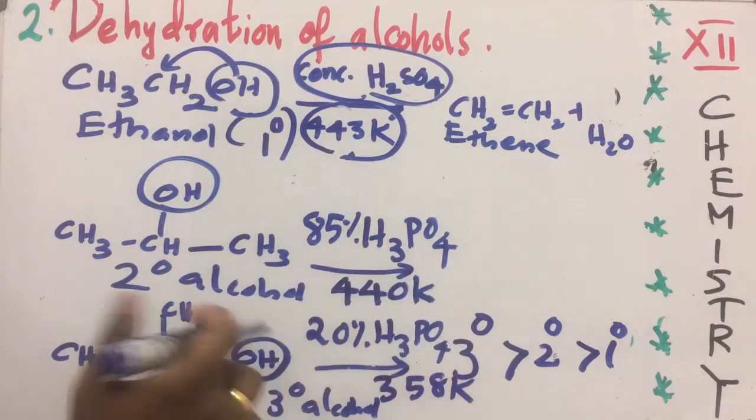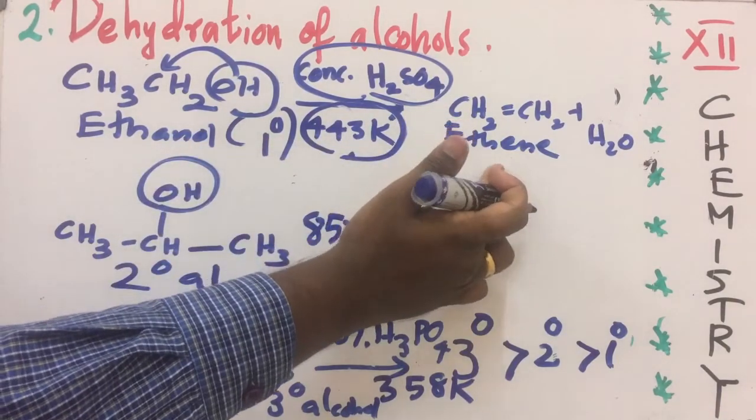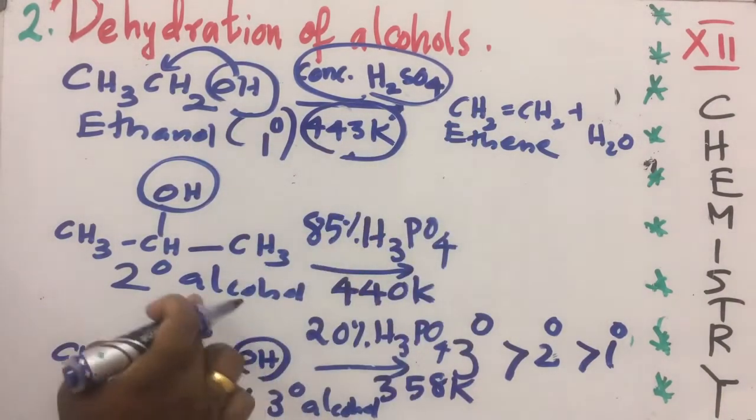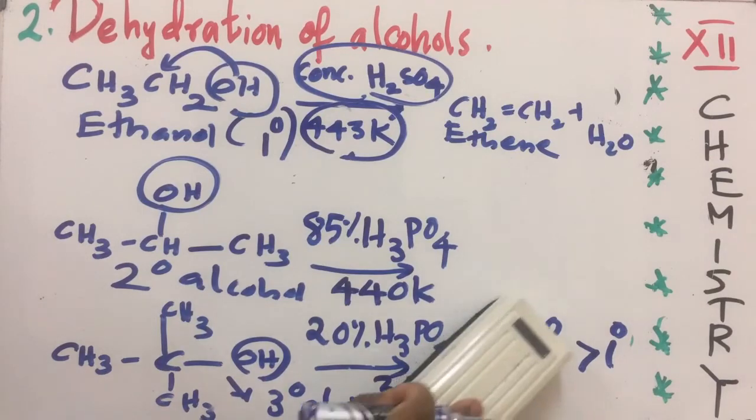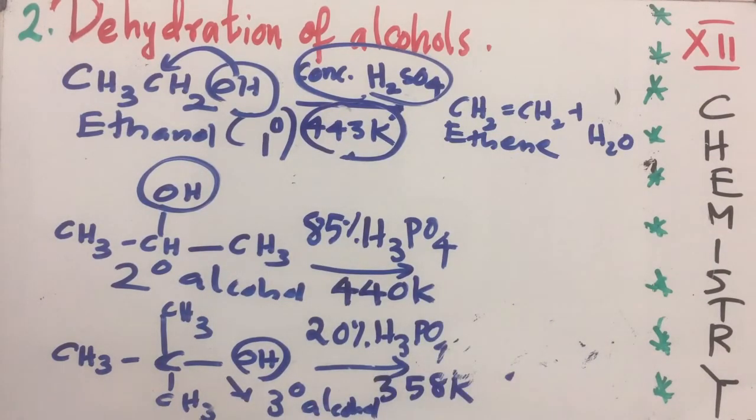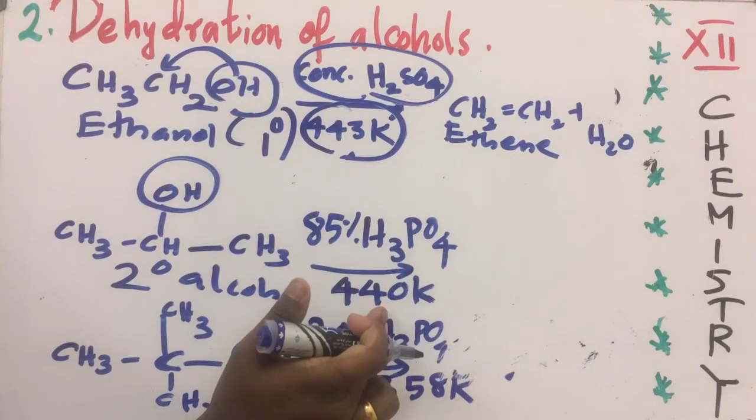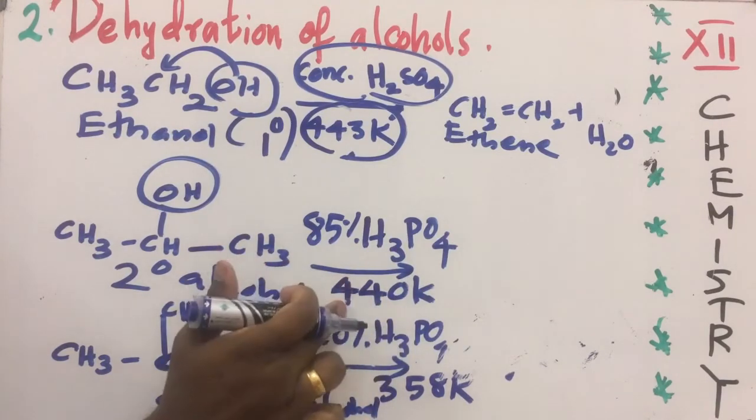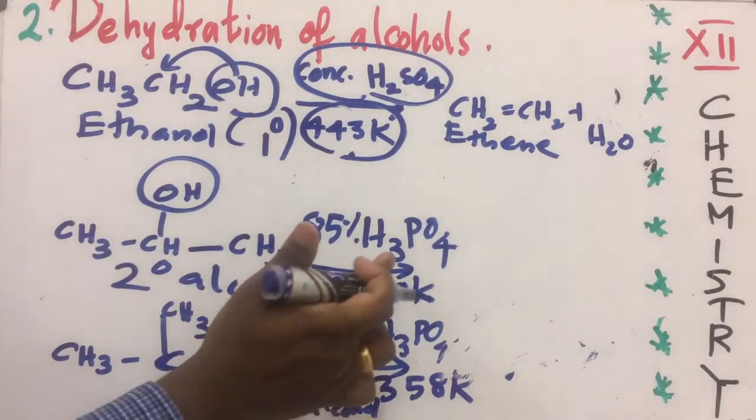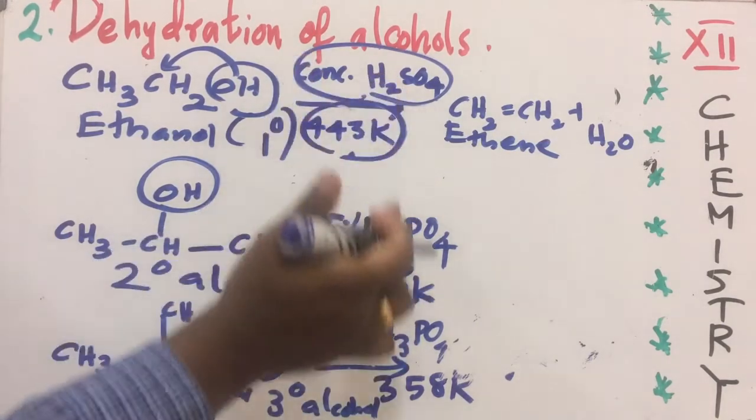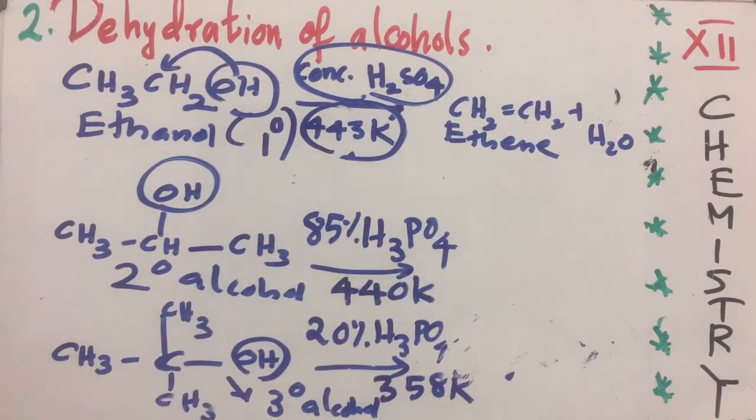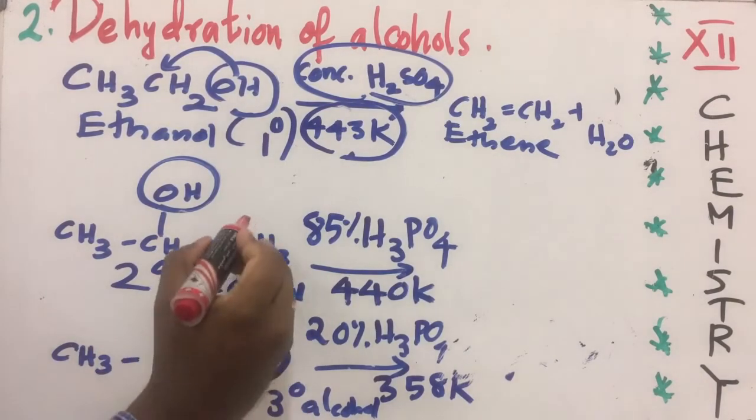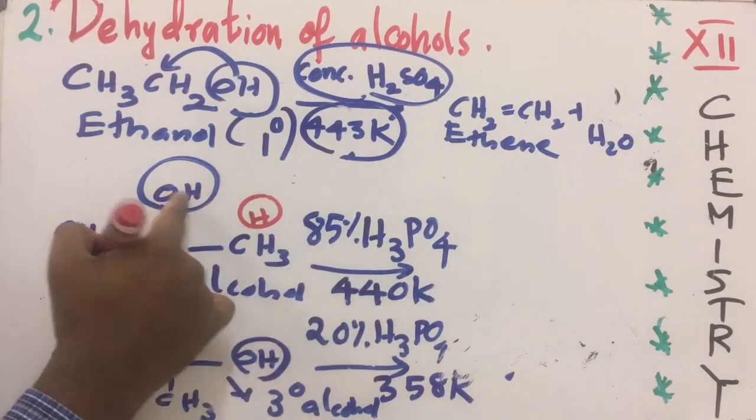Now see the product. Okay, primary I already explained. Now see secondary, how the secondary product is forming. Phosphoric acid, 440 Kelvin. Again the reaction is the removal of water. Phosphoric acid, just like sulfuric acid, acts as a dehydrating agent. How is water removed? OH from here, and take one hydrogen from CH3. So OH and H.